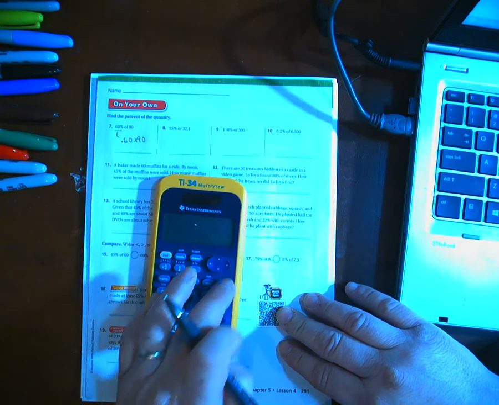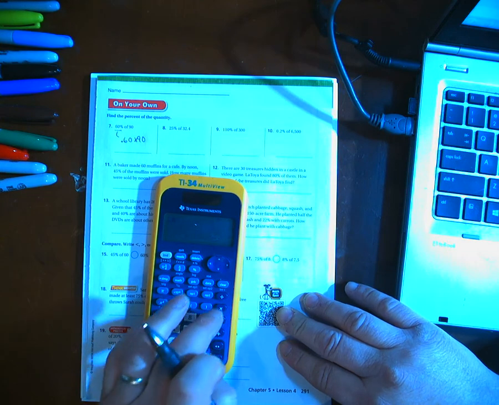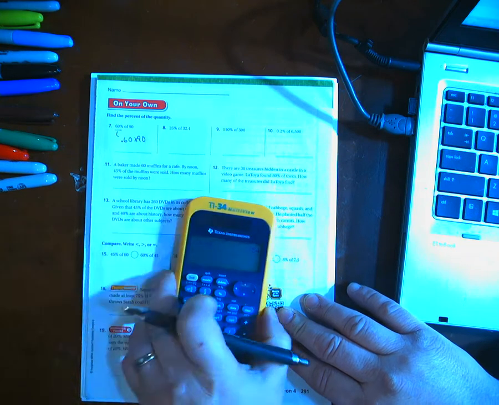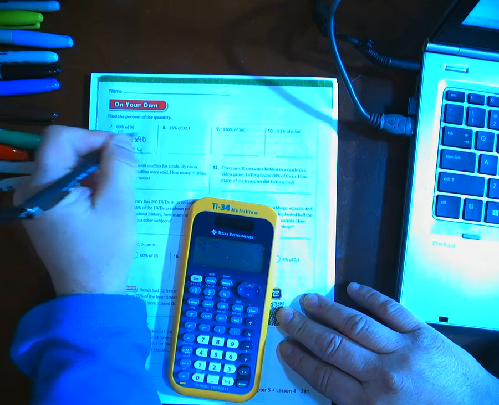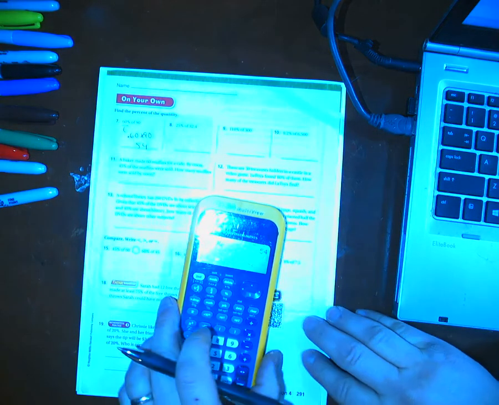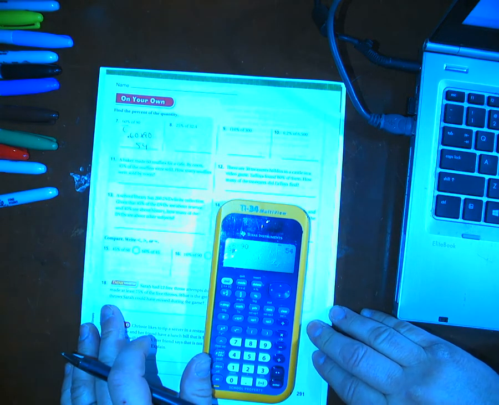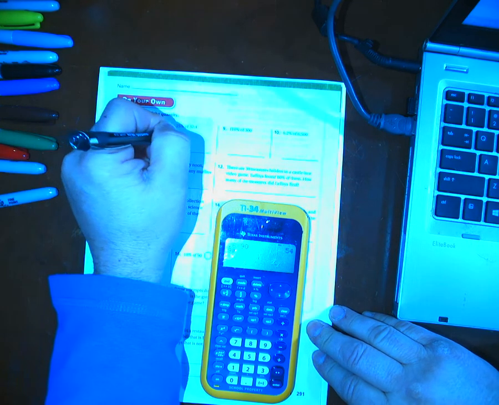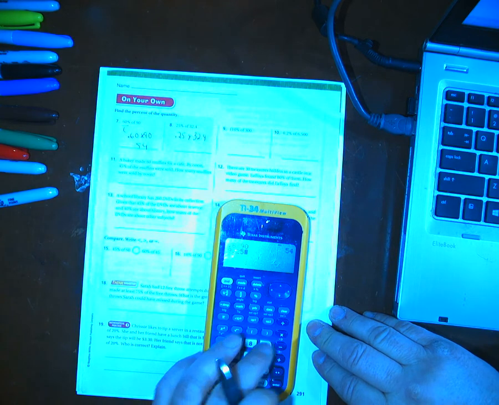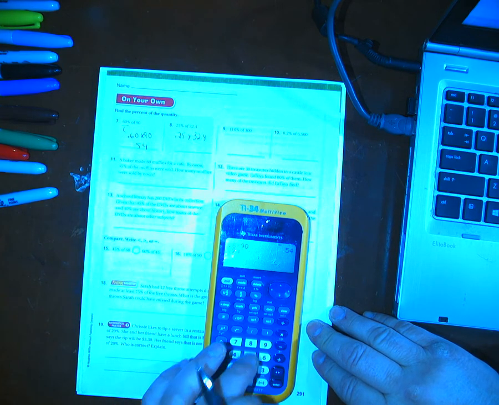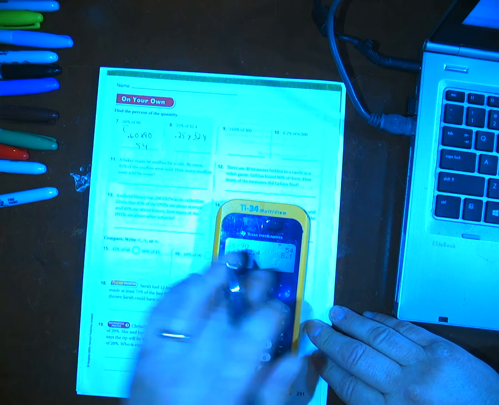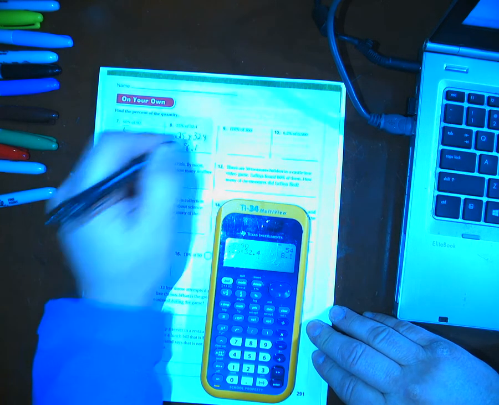When I take 0.60 times 90, it's going to tell me 54. So 54 is 60% of 90. Again, 0.25 times 32.4. It's going to tell me that 25% is 8.1.